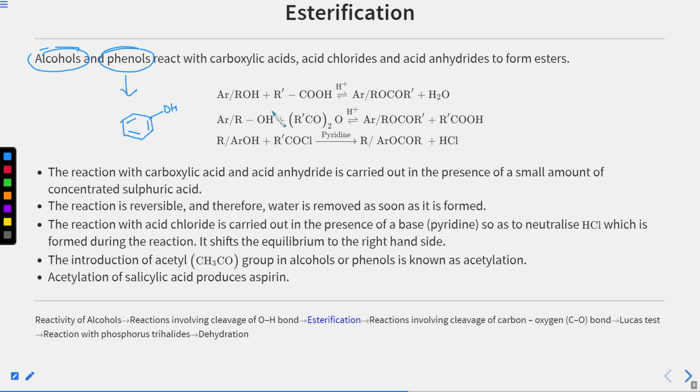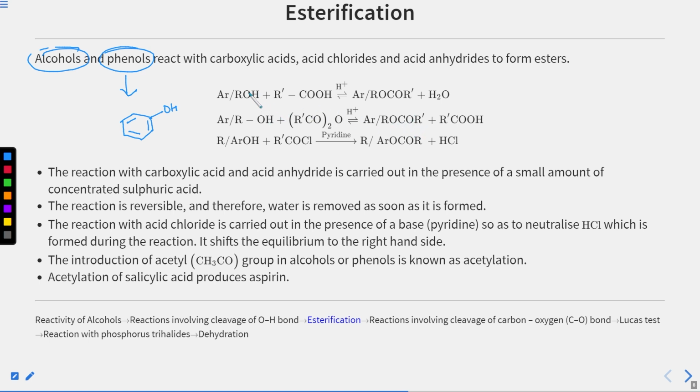Okay, now they react with carboxylic acid. Sorry, they react with alcohol. These phenols react with carboxylic acid, acid chlorides and acid anhydride. So depending upon our substrate, we will get our reactant.